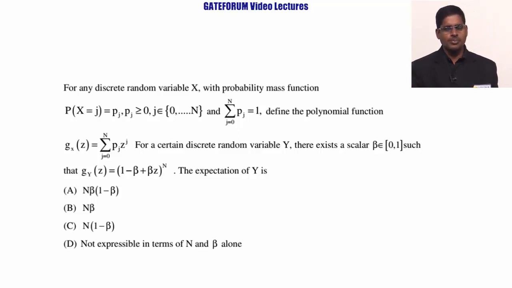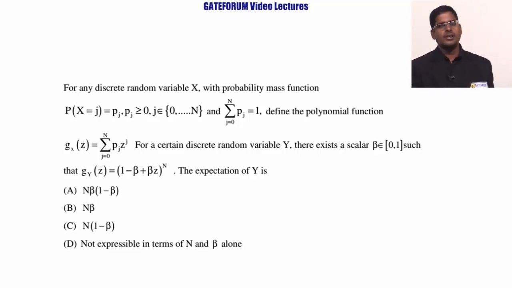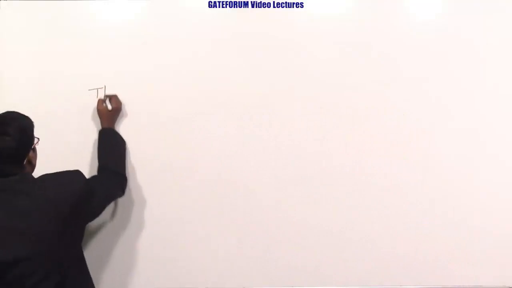This question is from engineering mathematics. Topic is probability and statistics. Subtopic is random variables and distributions, which is from GATE 2017. Options A, B, C, D are given. The solution is, we know the relation between the generating function, moment generating function, and cumulative generating function, and based on that we can do this problem.